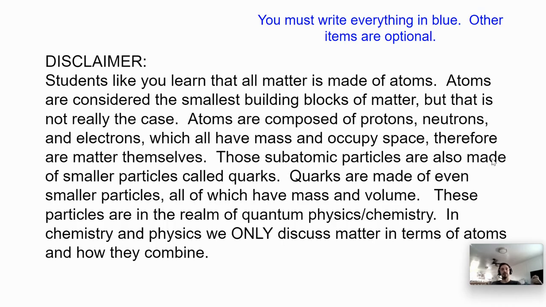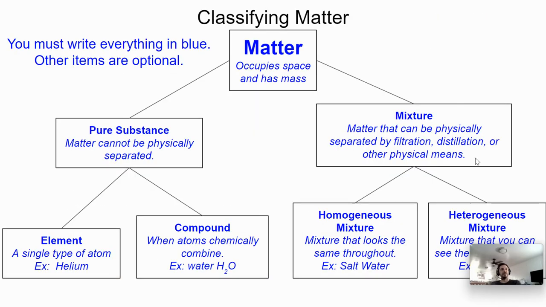And those subatomic particles are even made of smaller particles called quarks. So they're even smaller, and those things have mass and volume. And there's smaller particles than that. And it goes on and on until it gets more and more difficult, more and more tricky. But basically, atoms are the building blocks of matter that we're really concerned with. They're the only ones that really matter right now. Okay? So let's just keep it at that.